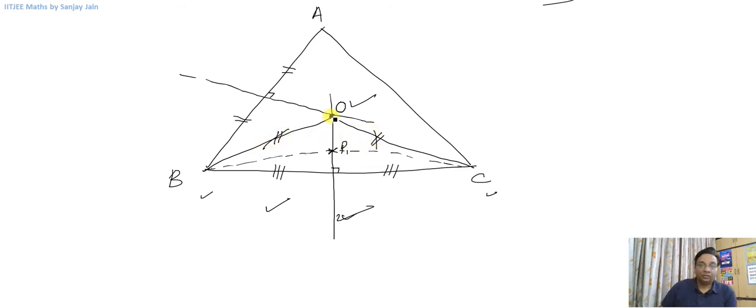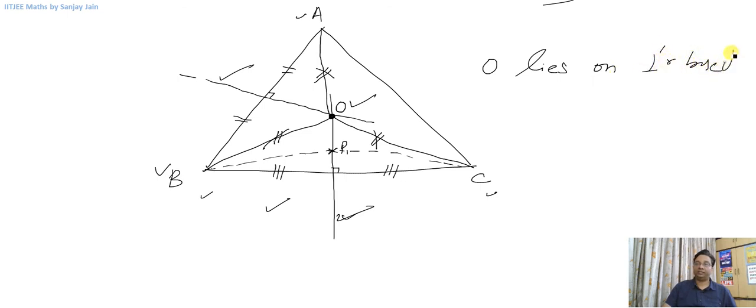Okay, so O also lies on the perpendicular bisector of this line segment AB, which means O will be equidistant from B and A. So OB is equal to OA. Okay, so O lies on, let me write it for you. O lies on the perpendicular bisector of segment BC, hence OB is equal to OC.